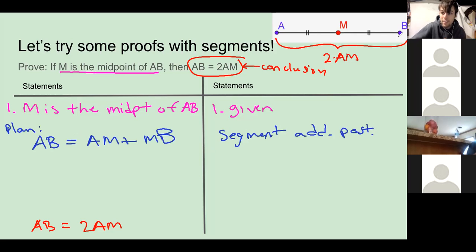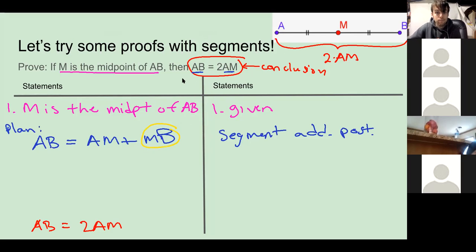Anytime we have a segment that's cut up into 2 smaller pieces, we can use the segment addition postulate to create an equation for ourselves. So that introduces an equation that has these 2 segment names in them. We have AB and we have AM. The thing that is important that we're not talking about is we don't actually want MB in our final equation. So in some way, we need to do something that would get rid of this.